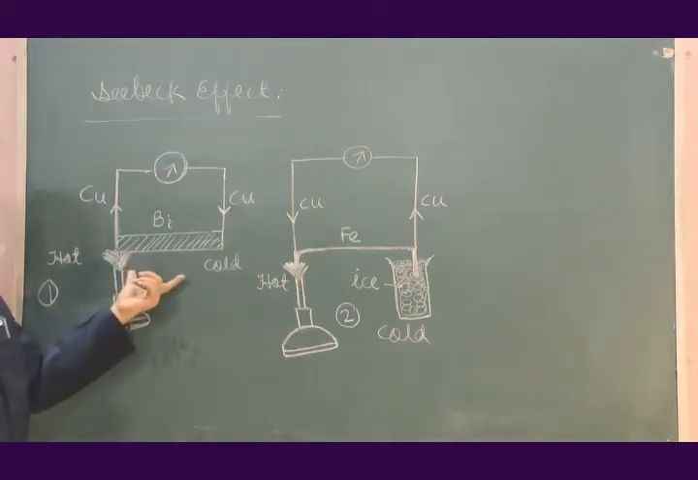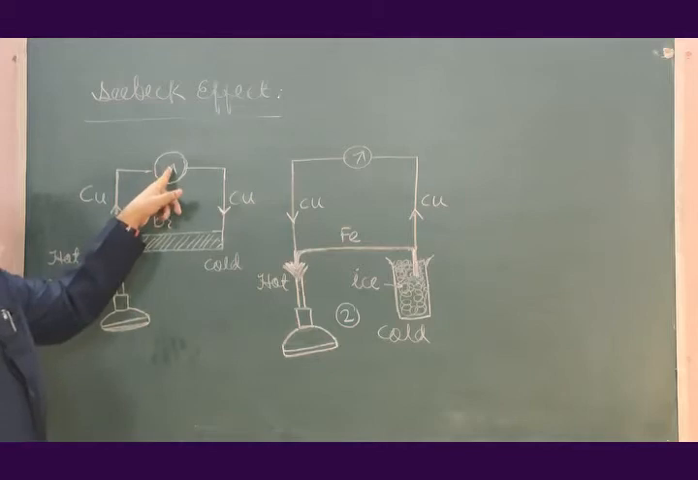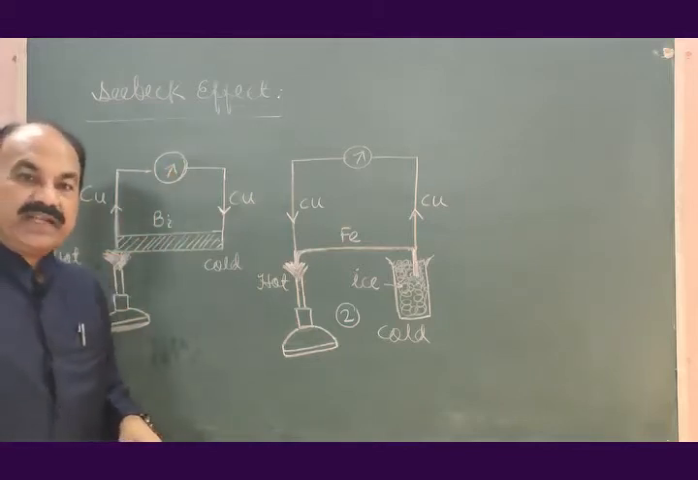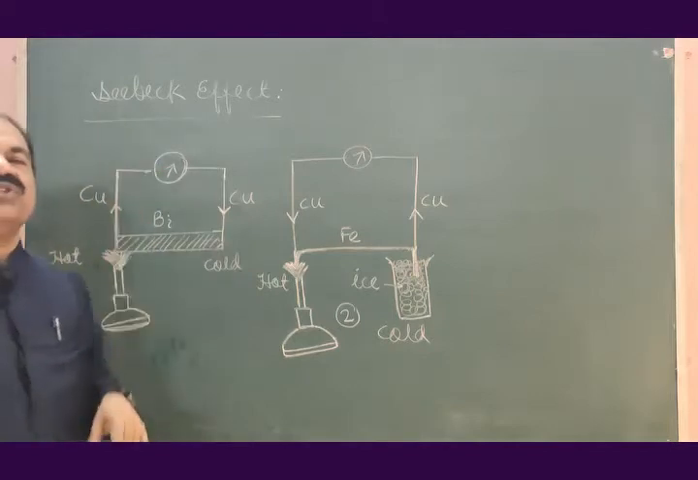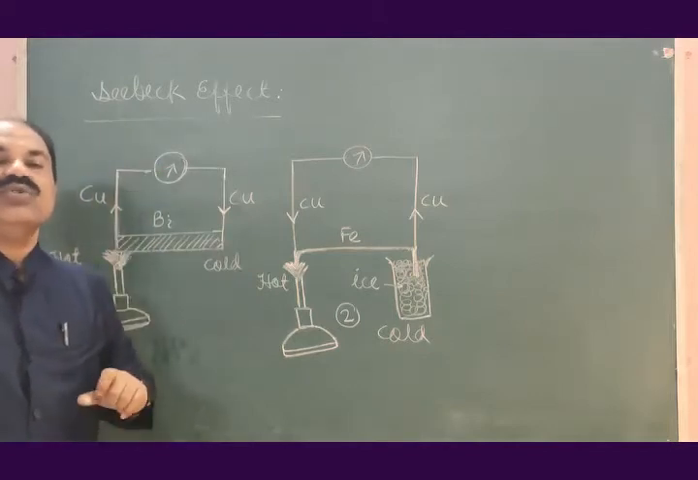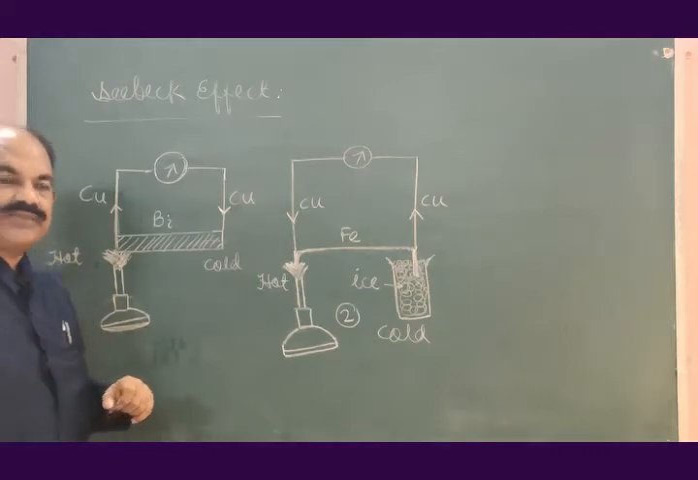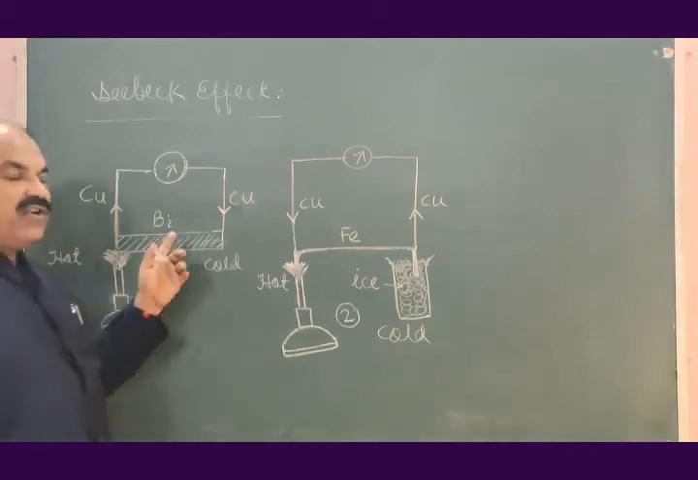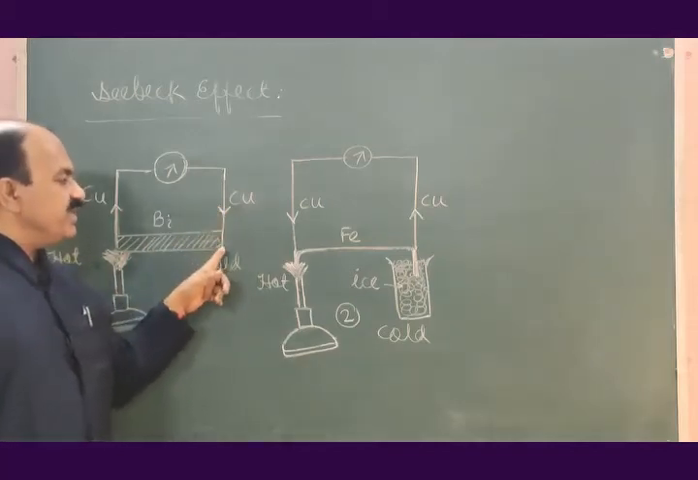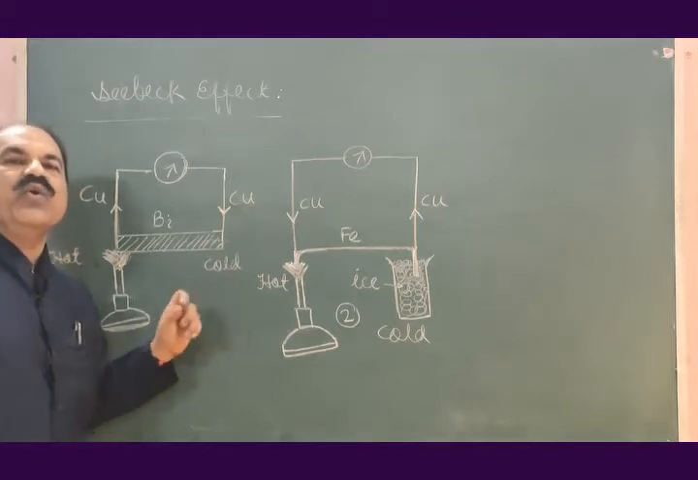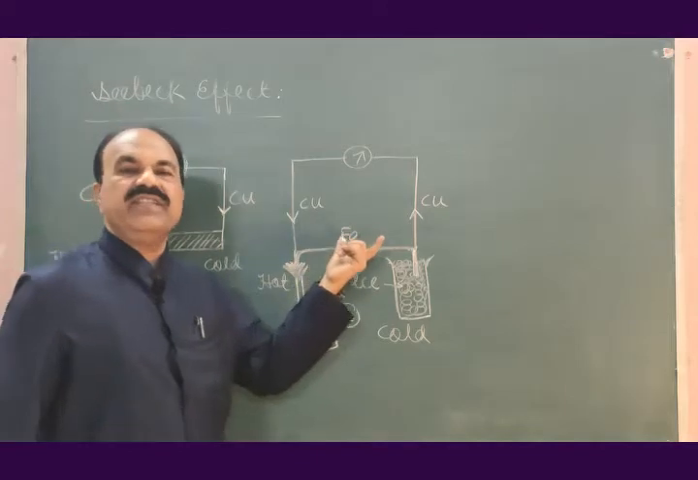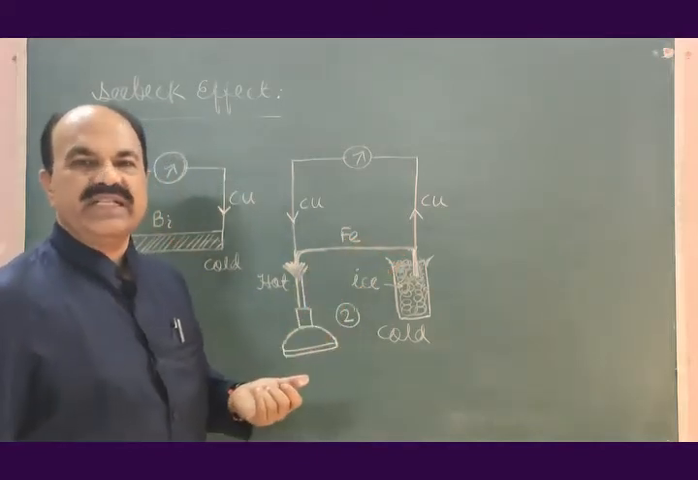When these things are done, it is found that the galvanometer connected here shows deflection. It means that current is flowing through this circuit. How is the current flowing in this circuit? The current is flowing from bismuth to copper at the hot end, and the current flows from copper to bismuth at the cold end. He did the same experiment with another pair of metals.